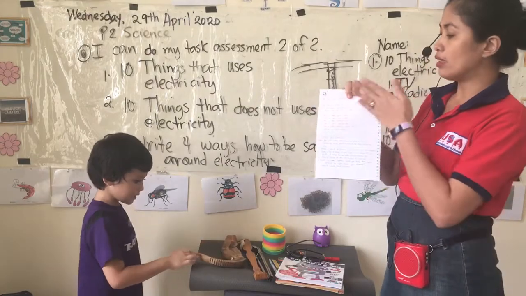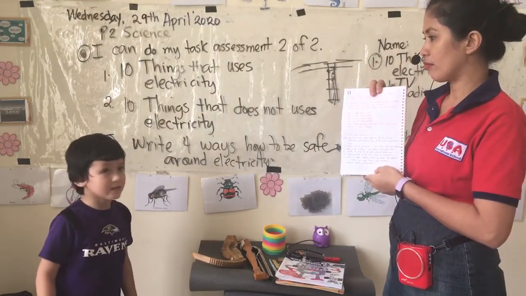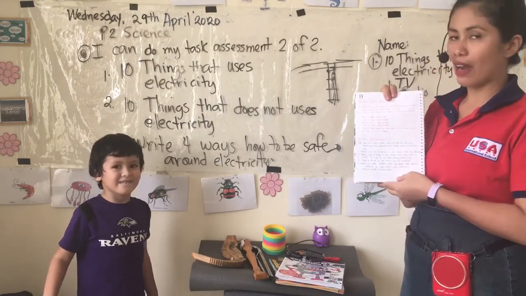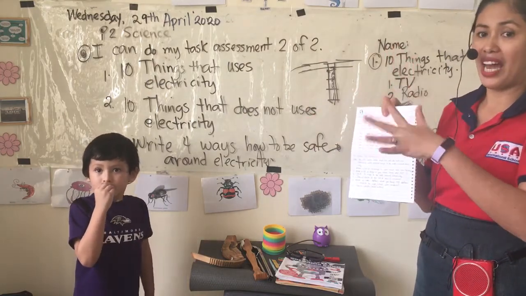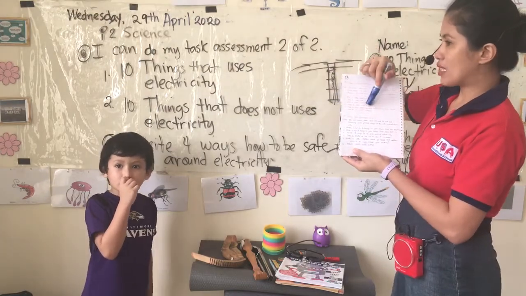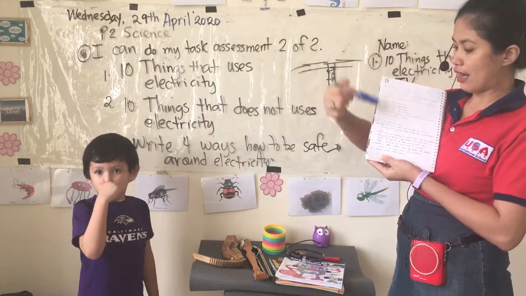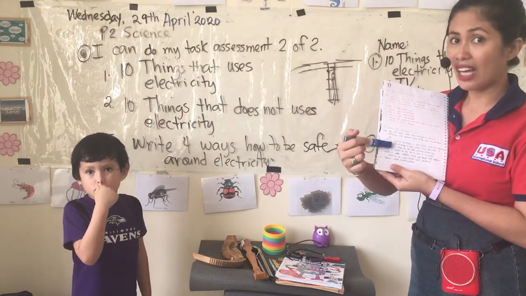All right, so again, you will write down. You touch a tree and it will shock you, right? So be careful when you are around. When you plug something, make sure that your hands are not wet. So again, write down 10 examples of things that use electricity, and then below you will write down 10 examples that do not use electricity.